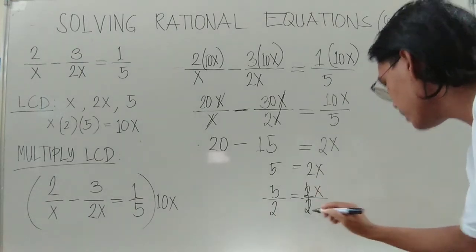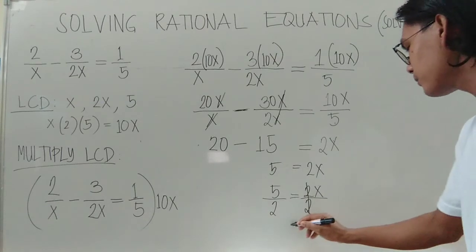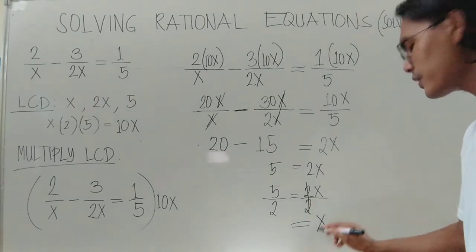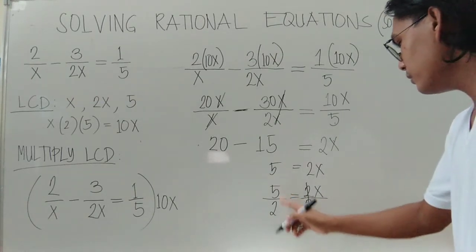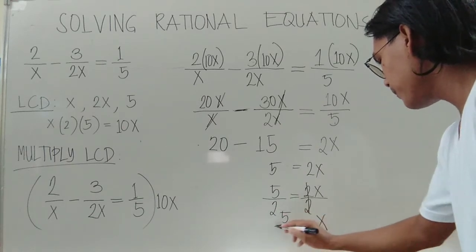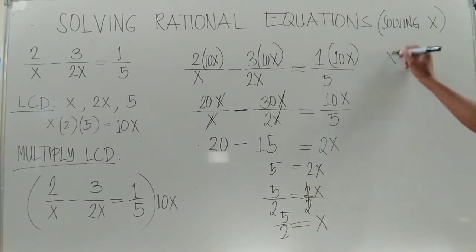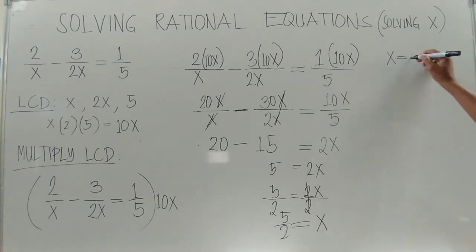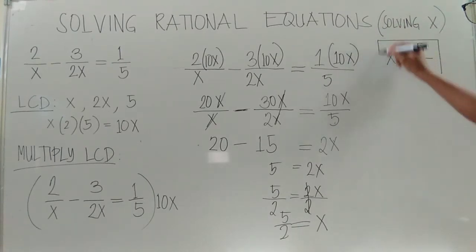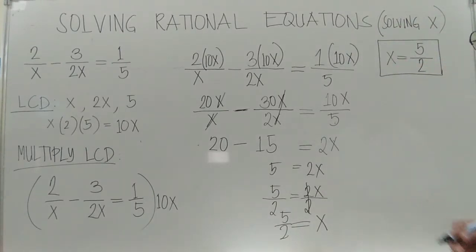So 2 divided by 2 is 1. Therefore, the remaining is x. Then, on the other side, we have 5 over 2. Okay? So we have the value of x. I will rewrite it here. So we have x is equal to 5 over 2 for our first example.